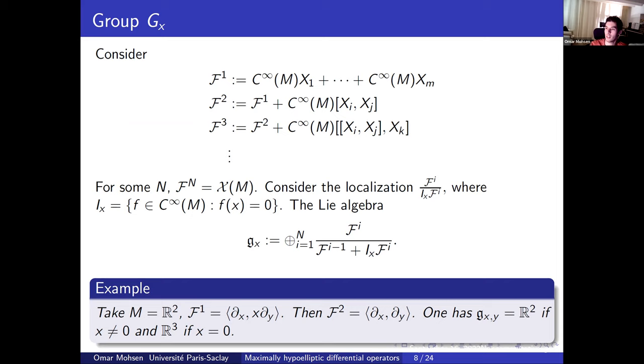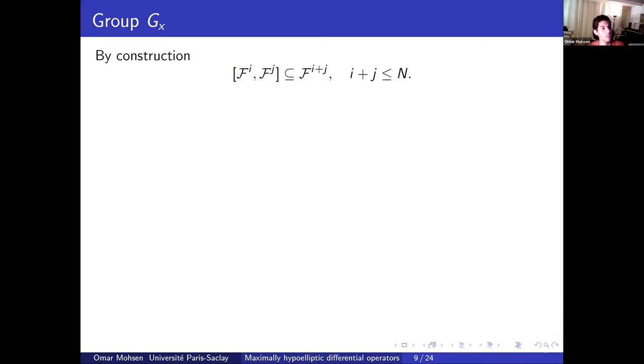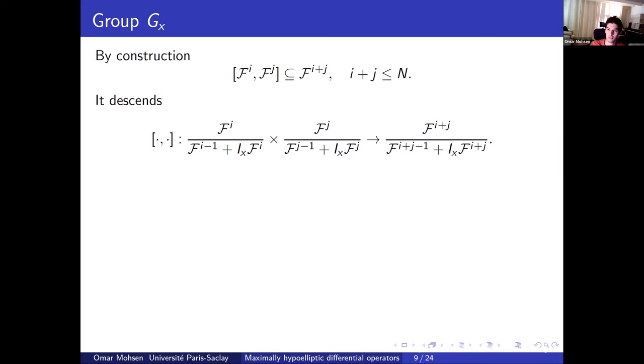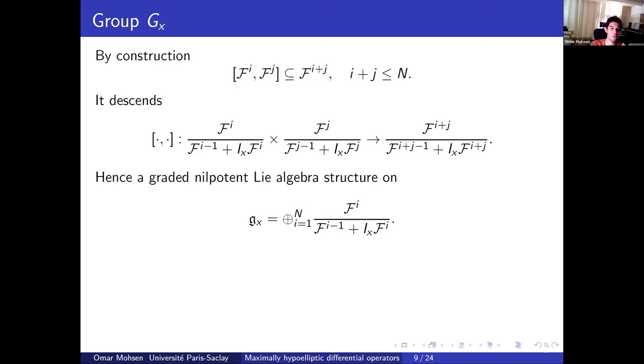Now, the Lie bracket, where it comes from. By the definition of the modules, [F_i, F_j] is inside F_{i+j}. And so this descends when I localize. That's straightforward. And so this gives me the Lie algebra structure. By definition, it's graded nilpotent. By graded nilpotent, I mean if you take the Lie bracket of two things where the sum of their degrees goes higher than n, the Lie bracket is by definition zero. So by construction, it's nilpotent with nilpotency rank at most n.